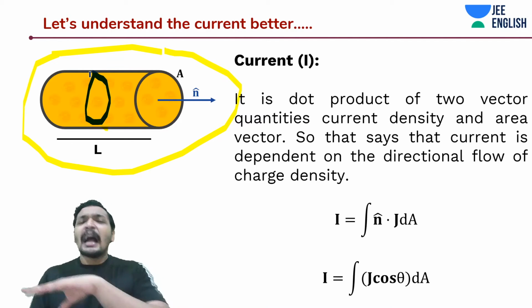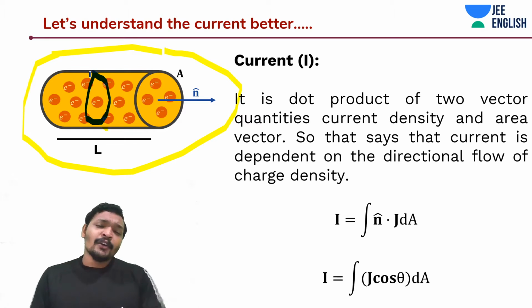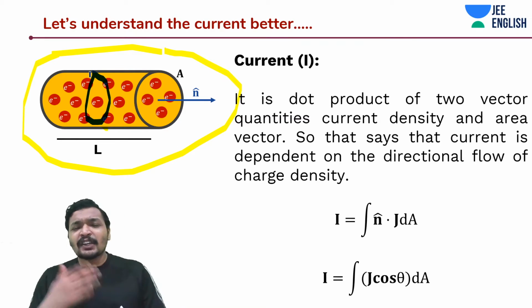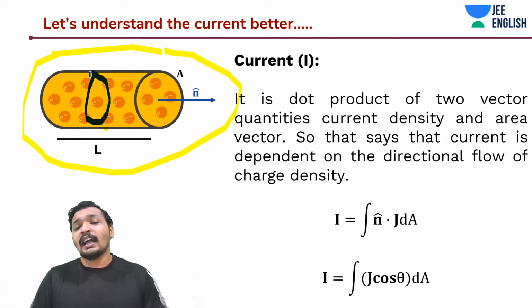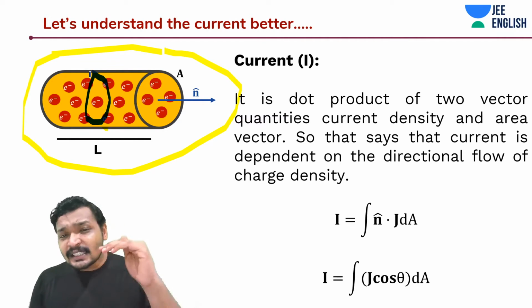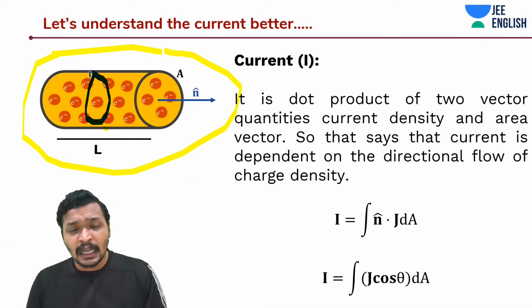But we are going to have a very, very different perspective on current like never you had before. You know, we have been reading all about V is equal to IR, current specifications, etc. But what is exactly current? How does current exactly behave? Is there some vector quantity that defines current? That is what we are going to answer now.